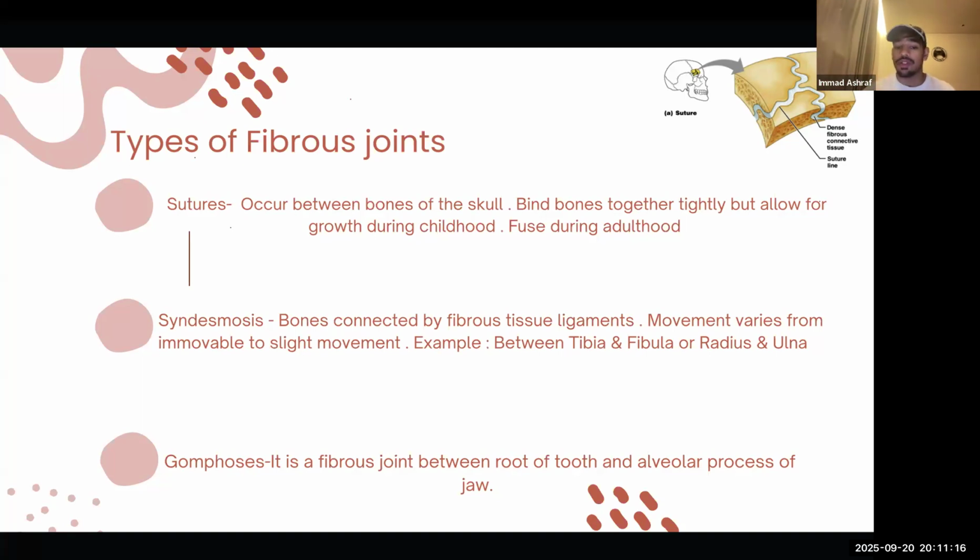And then you have a gomphosis. A gomphosis is, your teeth are actually implanted into your jaw. And this joint between the teeth and your jaw is called a gomphosis. It's between the root of your tooth, which is the lowest part of the tooth, and the alveolar processes of the jaw. I'll show you a picture to make it more clear.